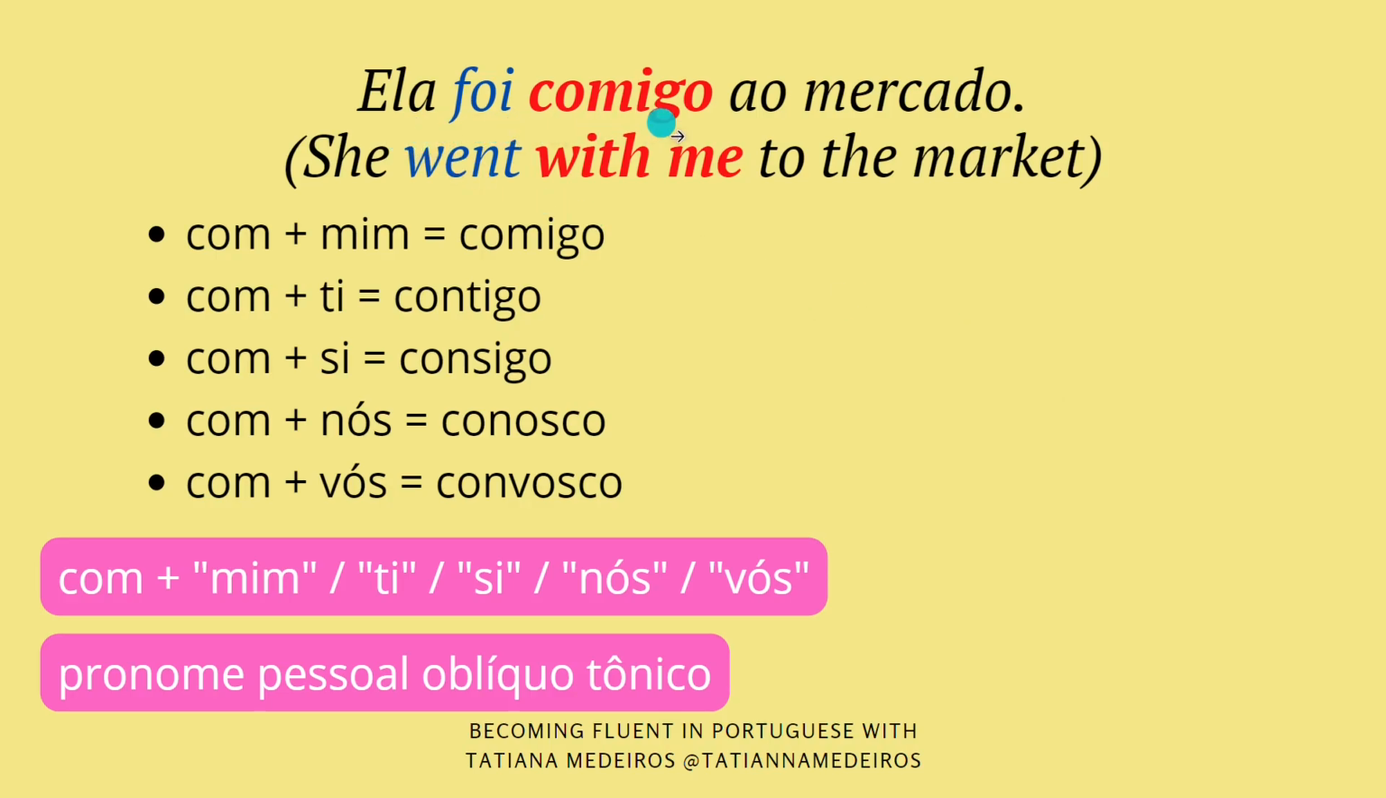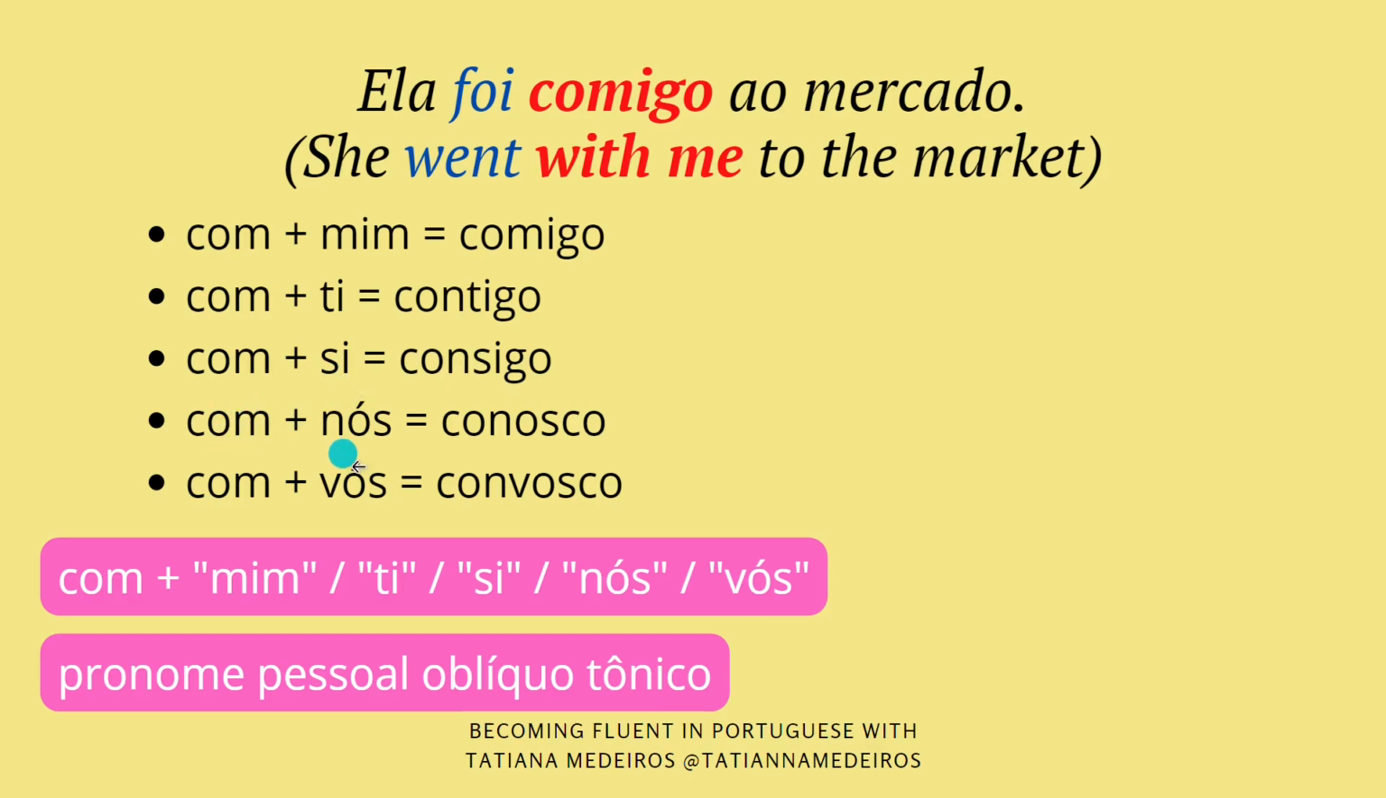Ela foi comigo ao mercado. She went with me to the market. Comigo, in English, with me. Com, mim, comigo. So with means com. Me means mim. In English, we do not mix, but in Portuguese, we mix. Com ti, contigo. Here is you. Com si, consigo. He, she, and also you sometimes.